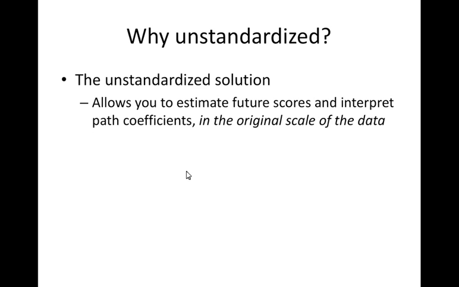Why would I use an unstandardized solution? So get both sides here. The good thing about an unstandardized solution is it allows me to interpret the coefficient in the original scale of the data. And that's really its one good point, that I could say for every 1 unit increase in this variable, I get B path increases in this other variable. And so that's just like a regular regression. The unstandardized solution is good for interpretation and prediction of future events. The standardized solution is more interpretable and more comparable.